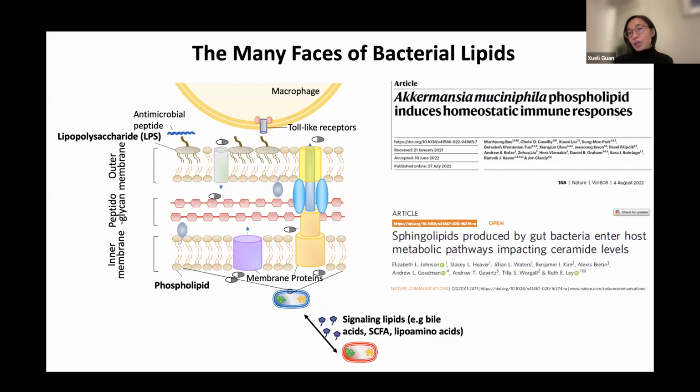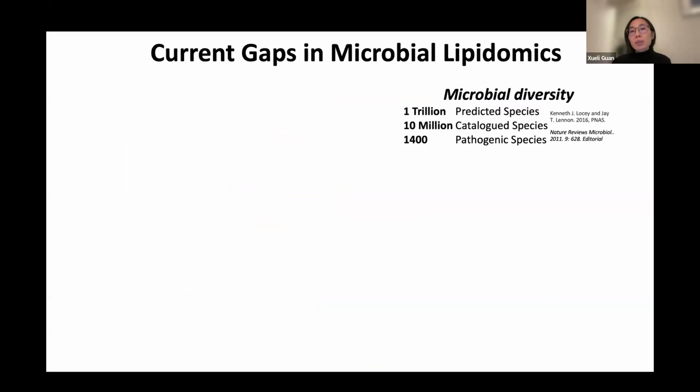And how do we approach this diversity when there are both the components of the organisms themselves as well as the lipids? There are really many gaps in microbial lipidomics, and while we are very excited about studying lipids, we do have a bottleneck in this field for three different reasons that I've categorized. The first is microbial diversity. It has been predicted that there are about 1 trillion species of bacteria that can potentially exist, of which 10 million are cataloged species. And if we go down the line, 1,400 have also been reported to be pathogenic species.